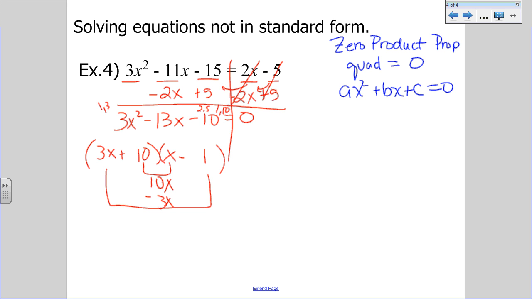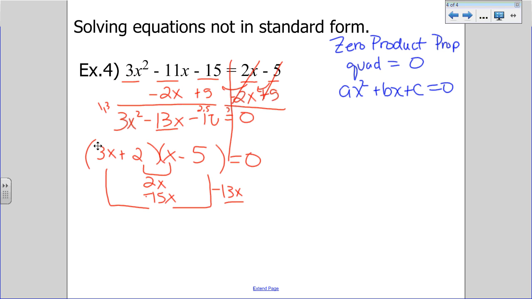So we take a look at that. I don't quite have what I need there, so I'm going to have to switch those. Like we said, if I do 1 and 10, that's really too large, so we know the 1, 10 option doesn't work. So let's take a look at 2, 5. I'm going to put in a 2 and a 5. So I have 2x, I have negative 15x, and there's the negative 13x that I need. So I found the correct factors.